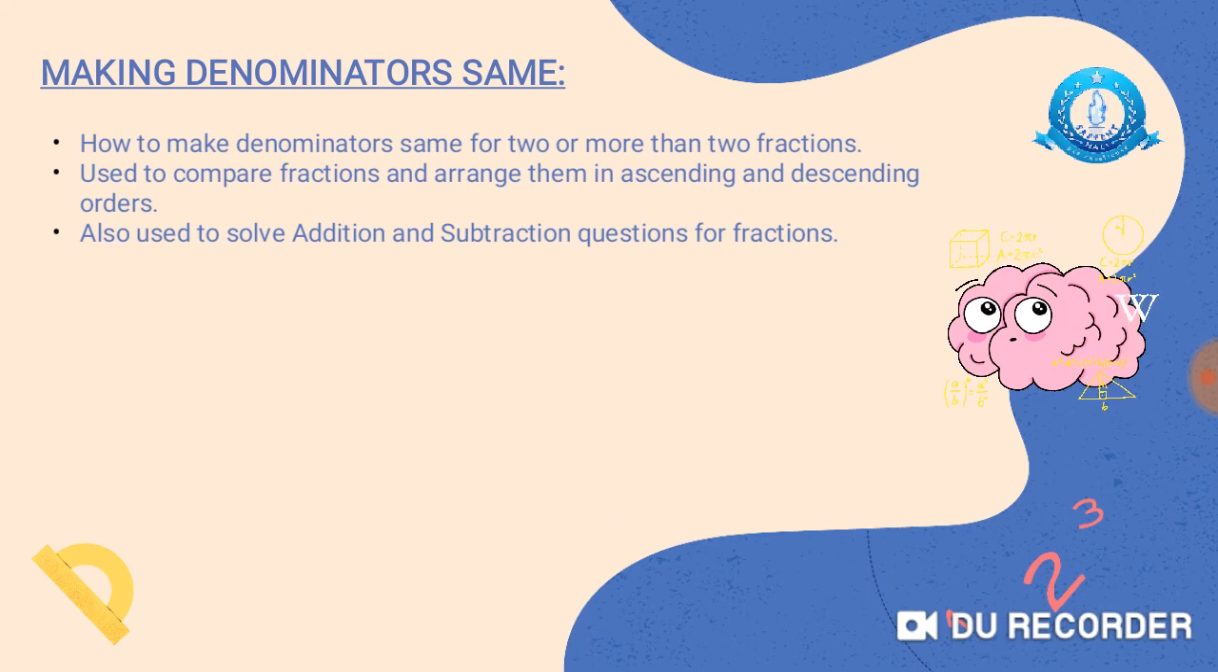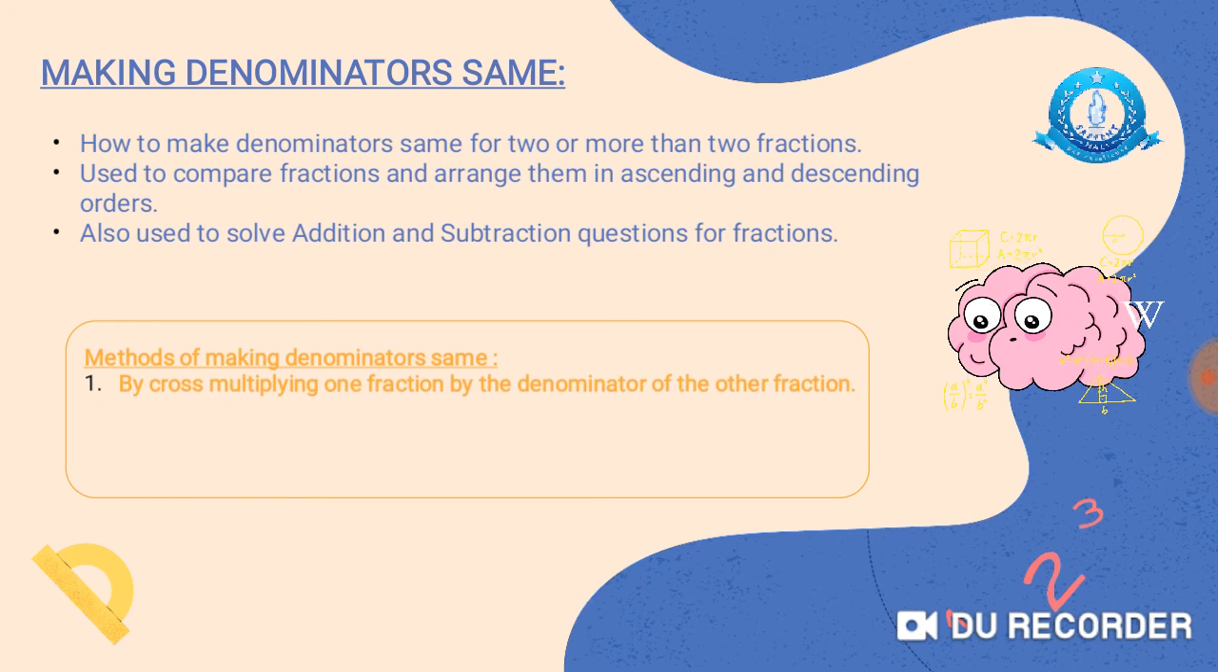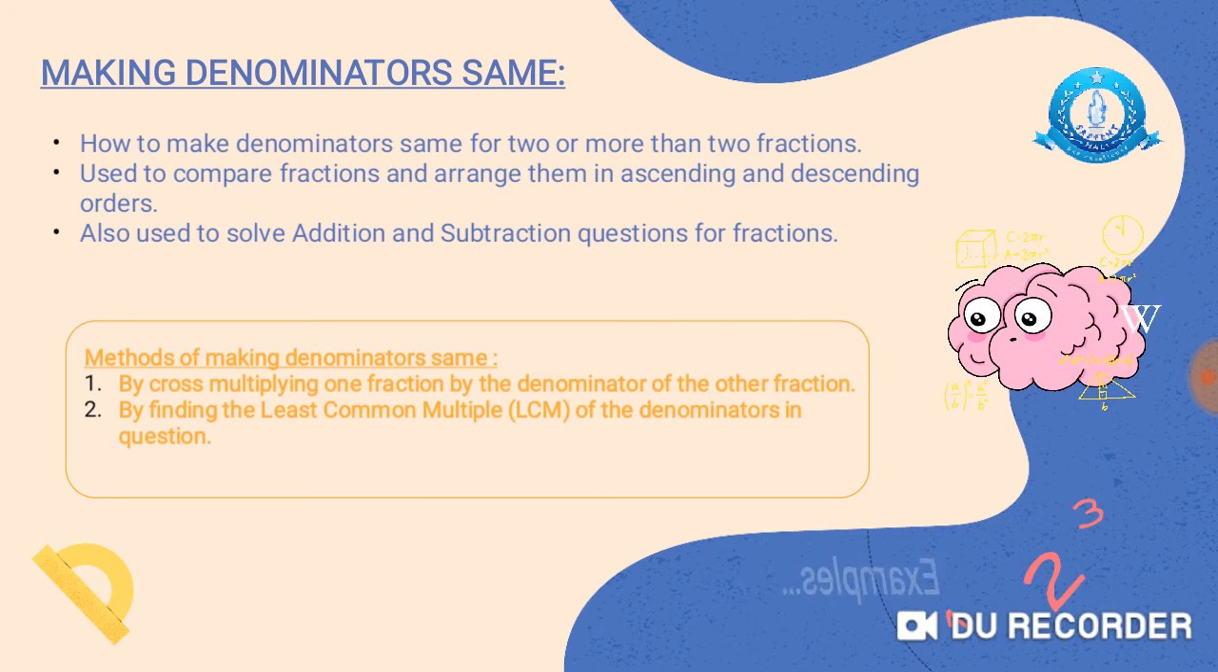How do we make the denominators same? There are 2 methods of doing this. We can make them same by either cross multiplying them. You multiply one fraction by the denominator of the other fraction, and the second fraction by the denominator of the first fraction. Or we can find out the least common multiple of all the denominators in front of us.